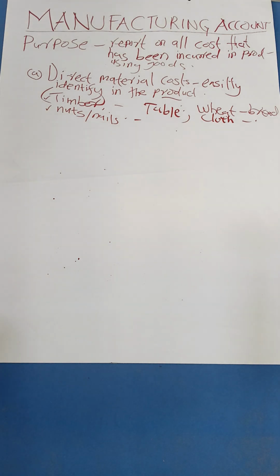So we are saying the direct material cost. These are materials that you can easily identify in a product, and these are the examples there. Good. Another principle that we have to remind ourselves before we focus on the manufacturing account is direct labor cost.